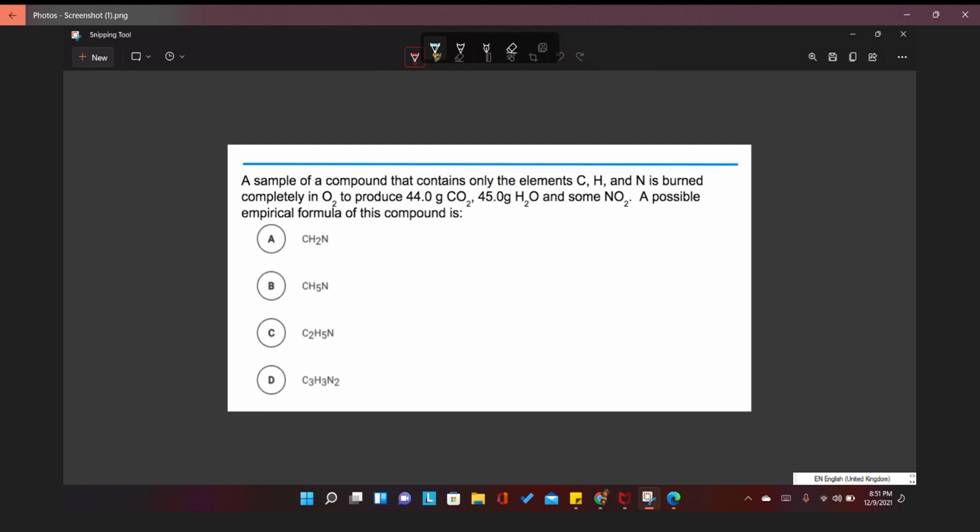Now, I know this question may look a little bit intimidating at first, but here's the deal. We don't even have to worry about NO2 because it says "some," so there's literally nothing that we can do. Let's start with CO2.